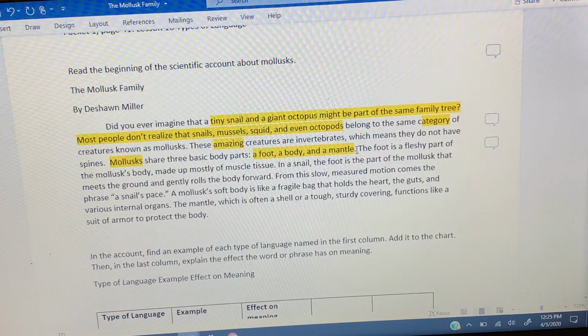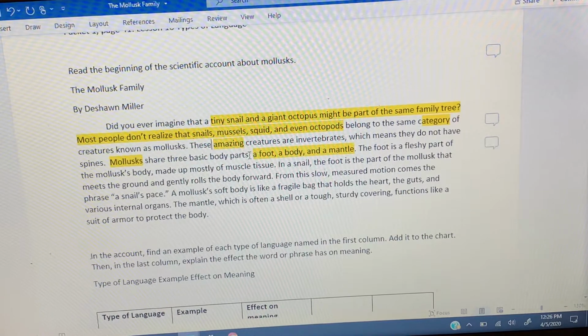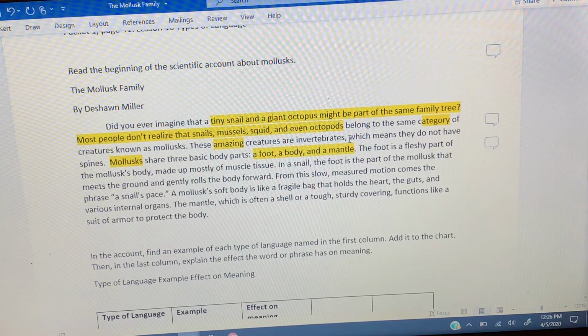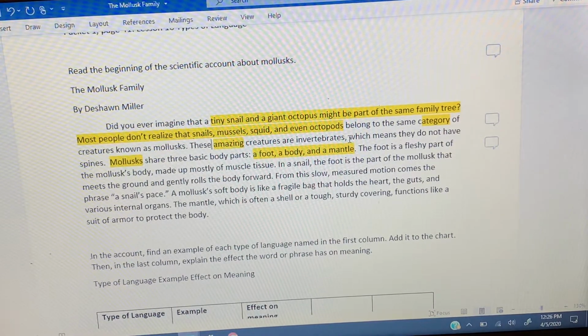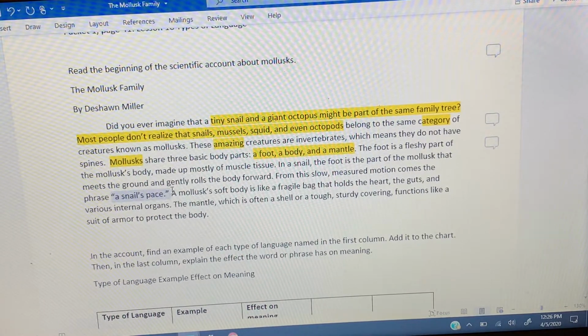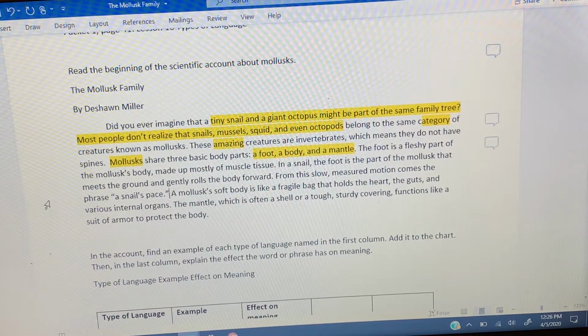Okay, so let's pick up right here. So we know the mollusks have a foot, a body, and a mantle. The foot is a fleshy part of the mollusk's body made up mostly of muscle tissue. In a snail, the foot is the part of the mollusk that meets the ground and gently rolls the body forward. From this slow, measured motion comes the phrase, a snail's pace. So this might be an example, well, it's a phrase that comes from it, not really an example of figurative language exactly. At a snail's pace shows that the snail goes slowly, no, it's not really figurative.